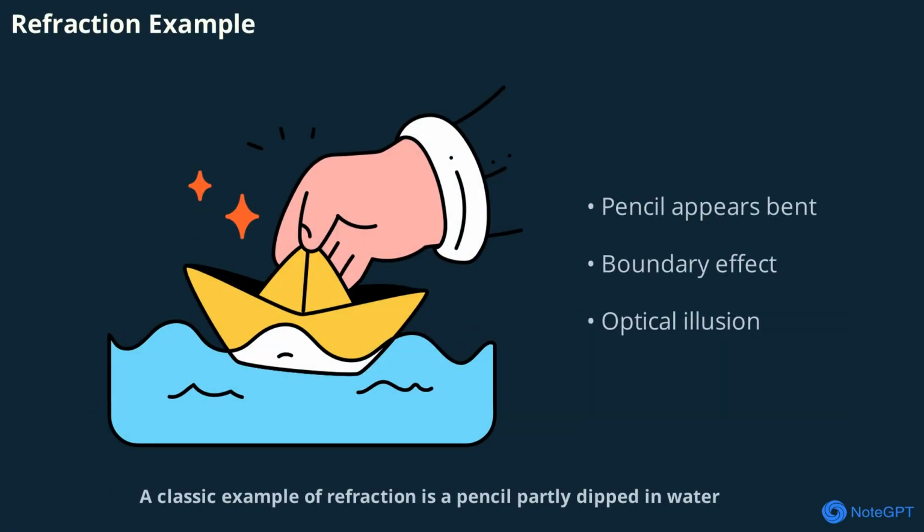A classic example of refraction is a pencil partly dipped in water. The pencil appears bent at the surface because light rays change direction as they move from water to air. This optical illusion is a direct result of refraction and demonstrates how light behaves at boundaries between different materials.